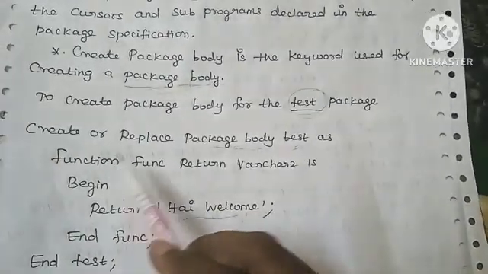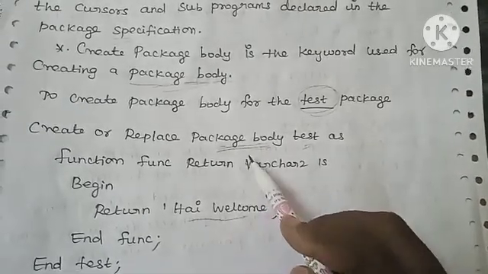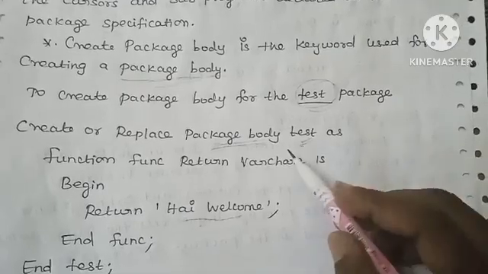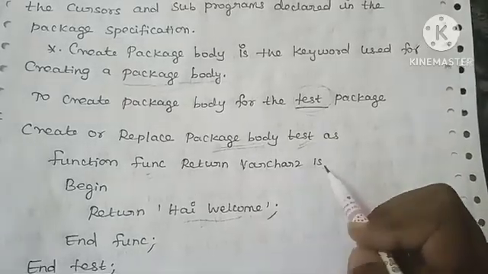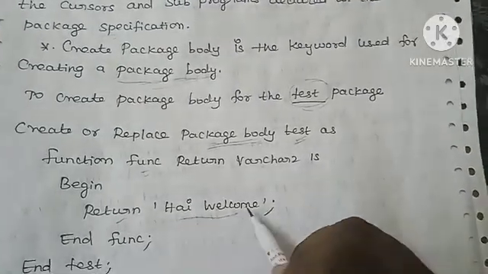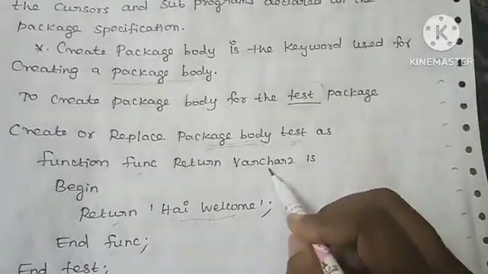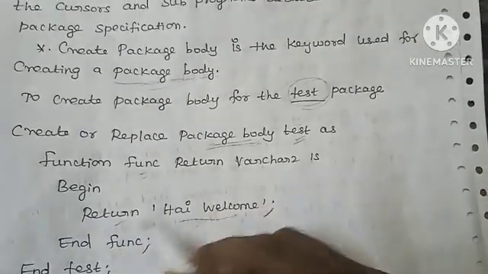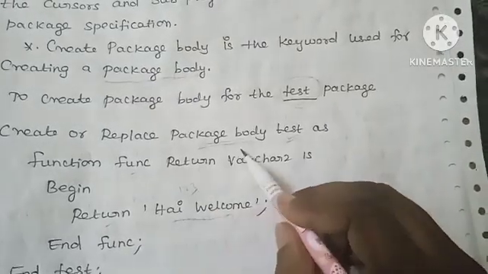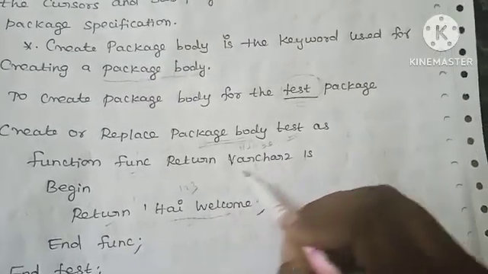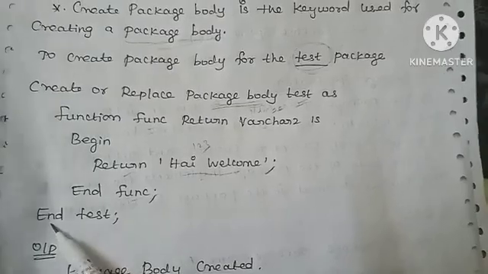That is CREATE OR REPLACE PACKAGE BODY. Package body is the keyword to create the package body, and then test. Test is here our package name AS function. Func is the function name, return varchar2 IS, begin return 'hi welcome'. Why do I use varchar2? Because I entered a string, so I declare the data type as varchar2. For example, if I declared 1, 2, 3, this is a number, and in that case I use return number. Clear? That is why we use varchar2. Next, END function name and then END package name.